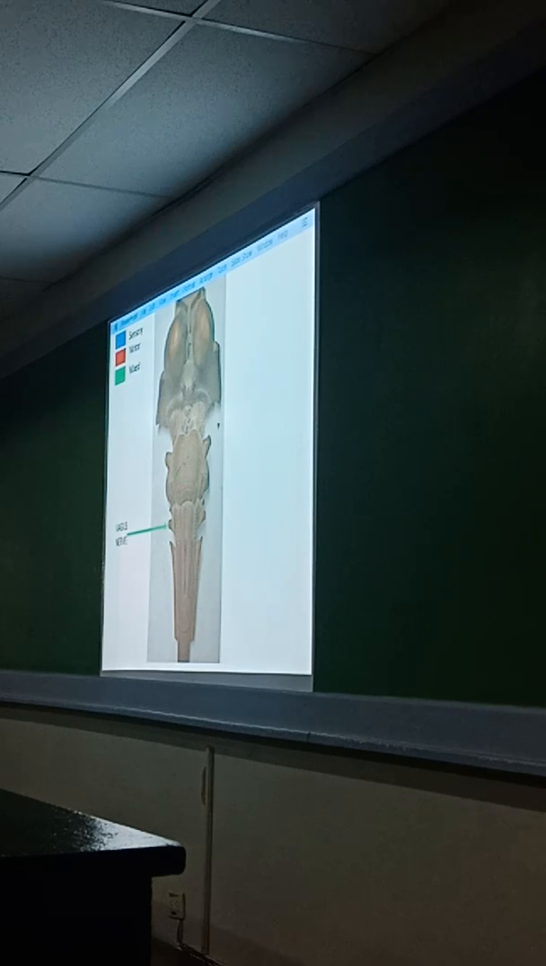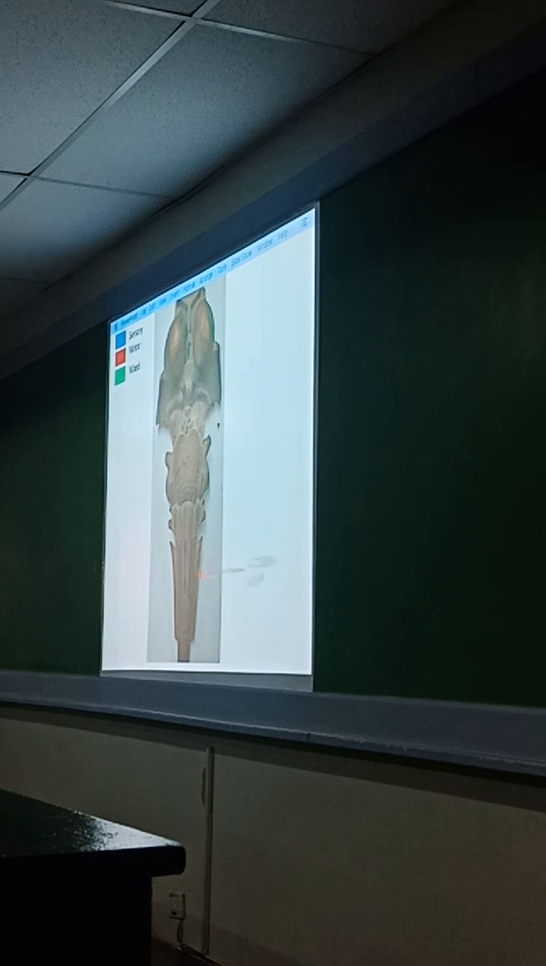O, sige, paulit-ulit ako, ha? Then, followed by the accessory nerve for the trapezius and the sternocleidomastoid. Before, it is called the spinal accessory nerve. Kaya makikita nyo, ang haba niya, going down into the spinal cord. But now, it is now called as the accessory nerve. Okay? Accessory nerve lang siya.